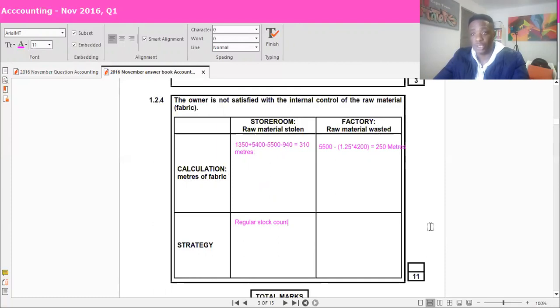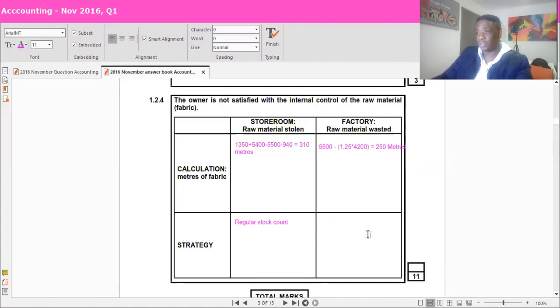able to pinpoint when this inventory was stolen, and then you can be able to act upon it quicker than when you're in a position where you counted 6 months ago. So this raw material could have been stolen anytime between that 6 months. You never know. Regular stock count.